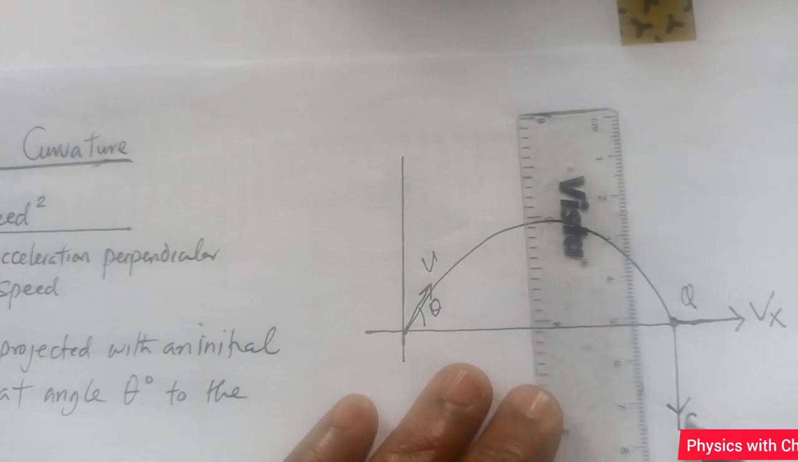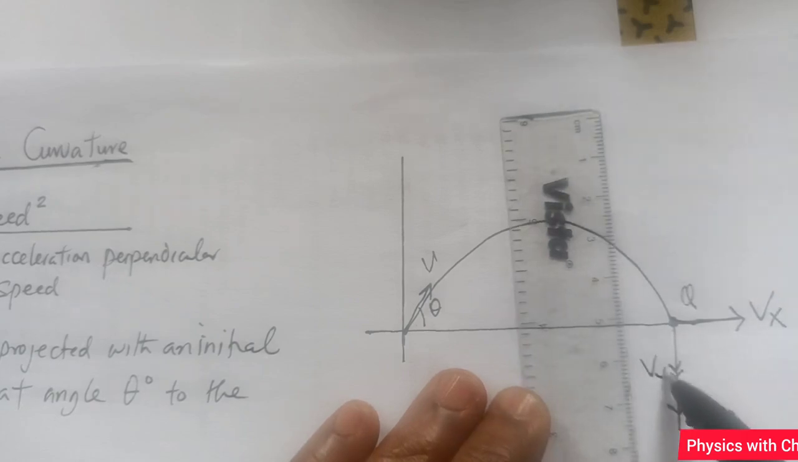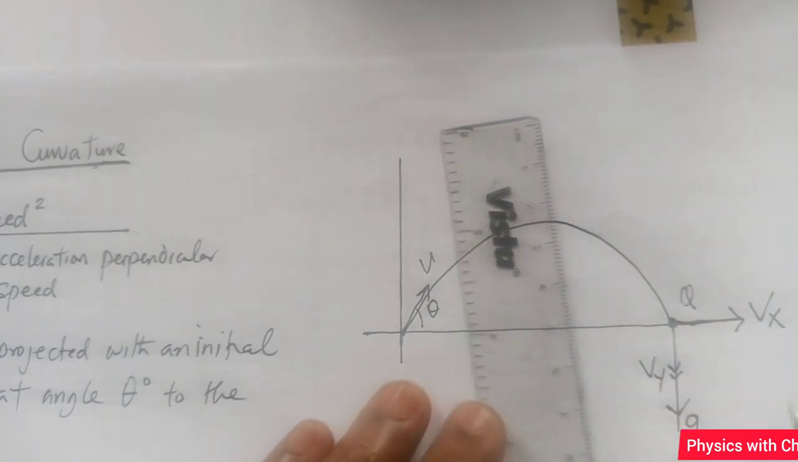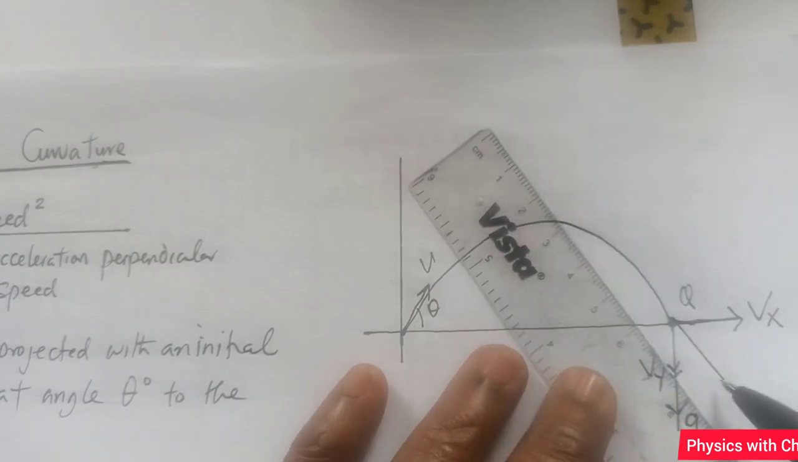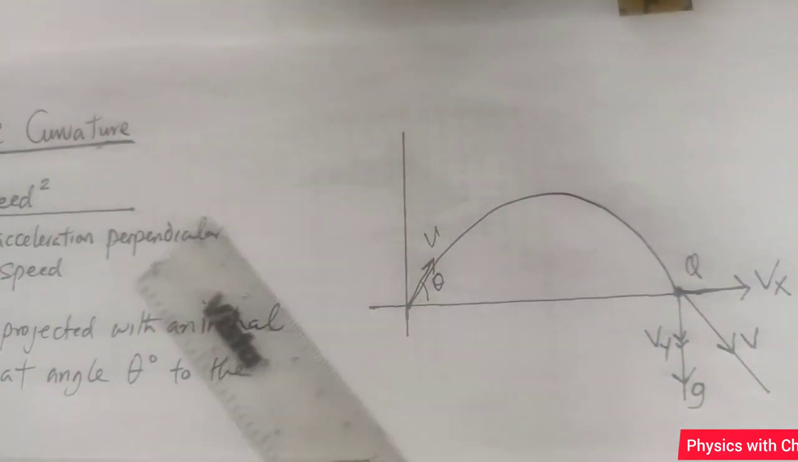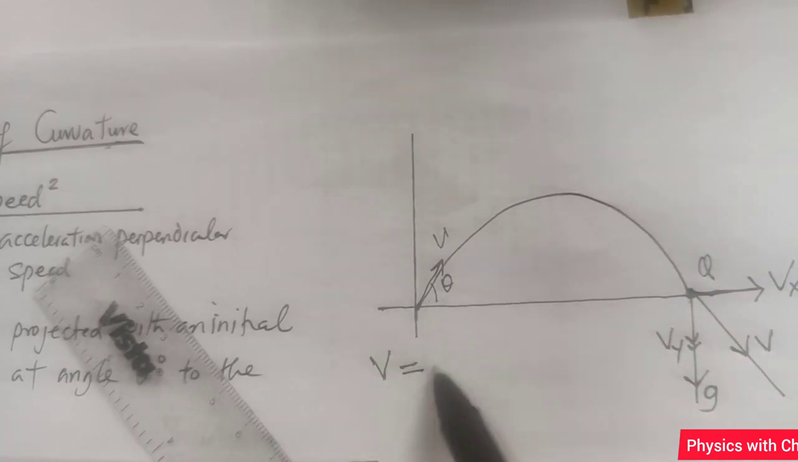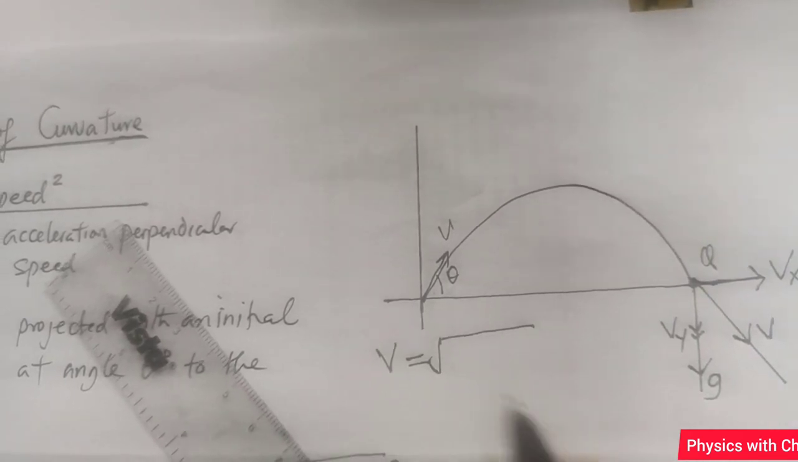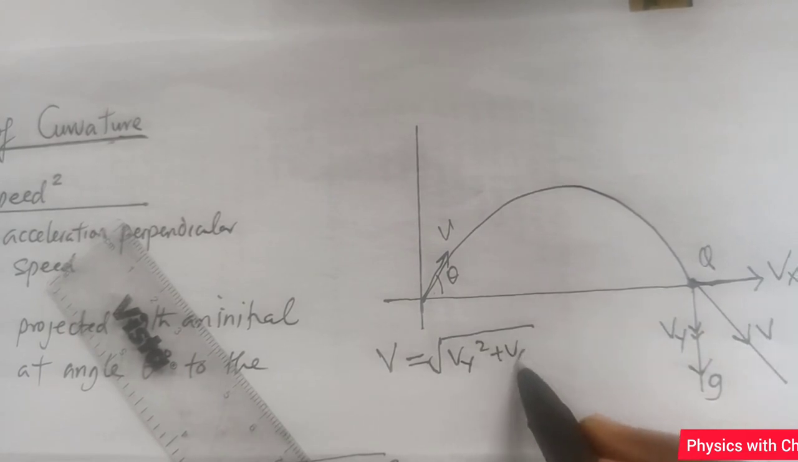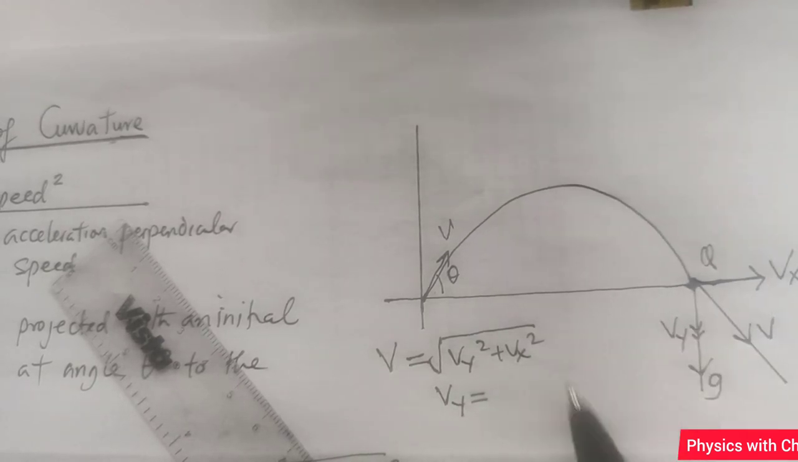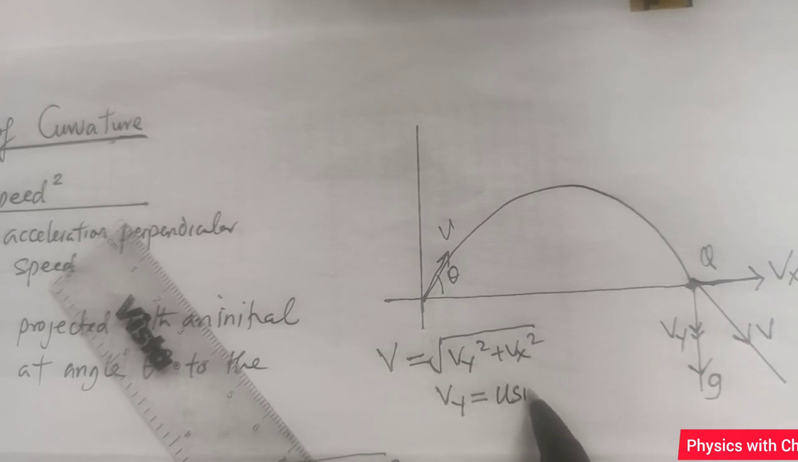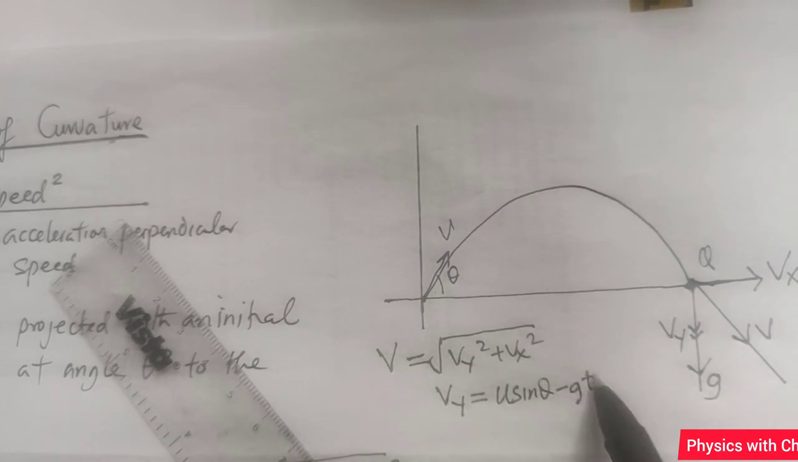And recall that the acceleration due to gravity also acts along the same direction as the direction of Vy. So when we resolve the two velocities, Vy and Vx, we get our resultant velocity acting this way. Let's call the resultant velocity V. And again, I told you earlier that to get our V, we need to use Pythagoras' theorem: Vy squared plus Vx squared. And the Vy component at this point, of course, should give you u sine theta minus g times t.